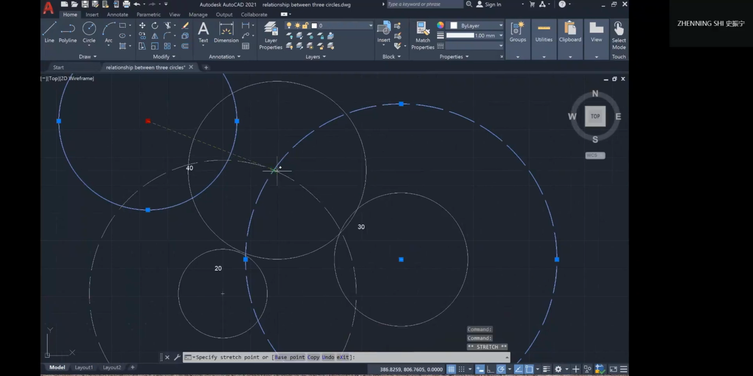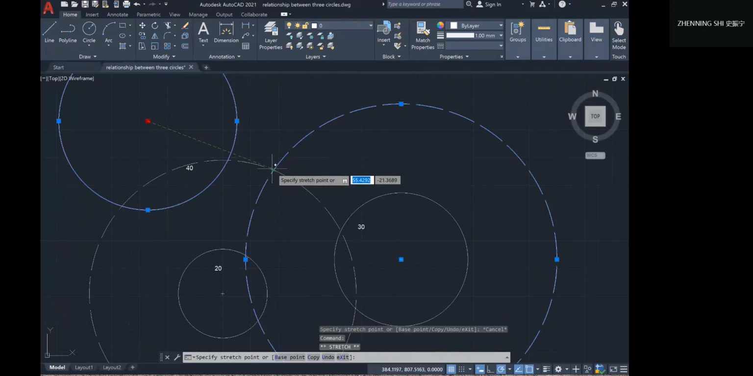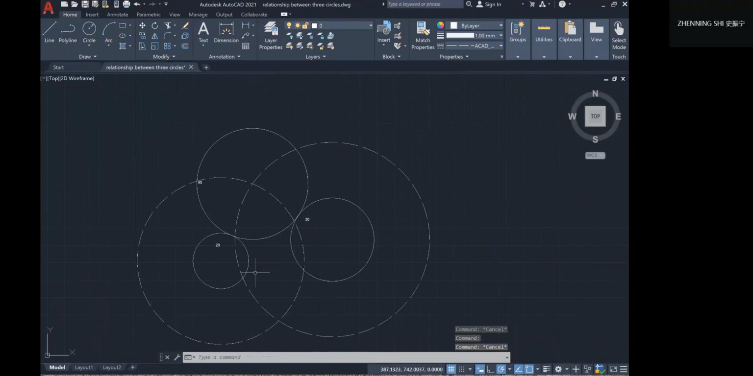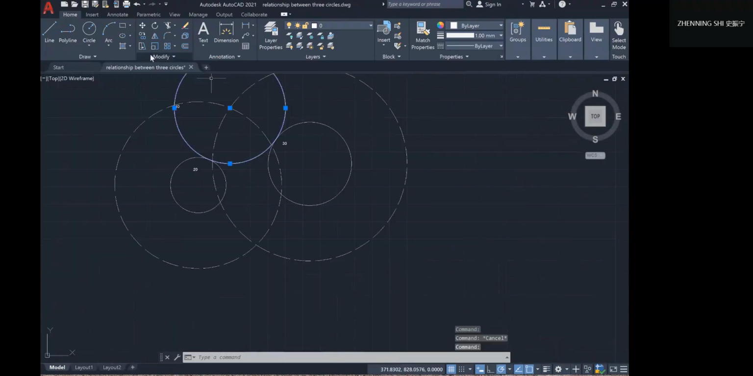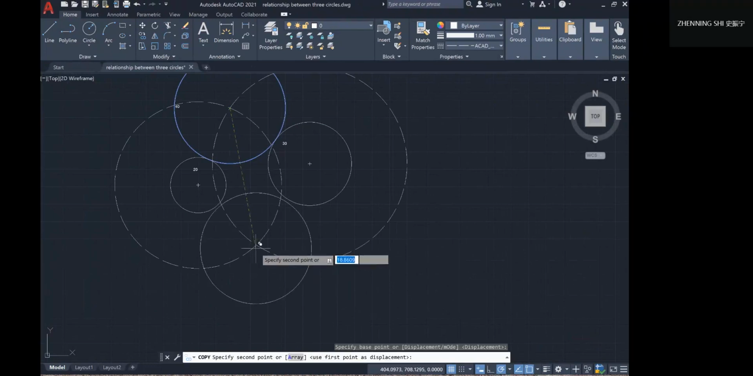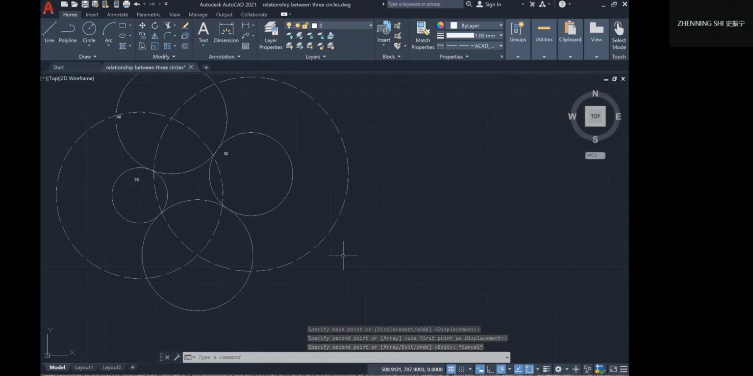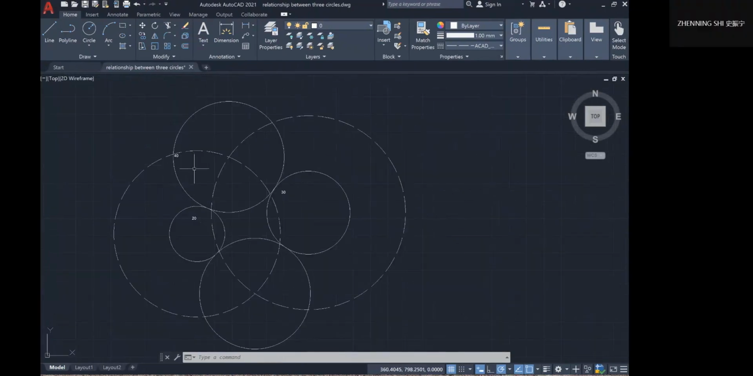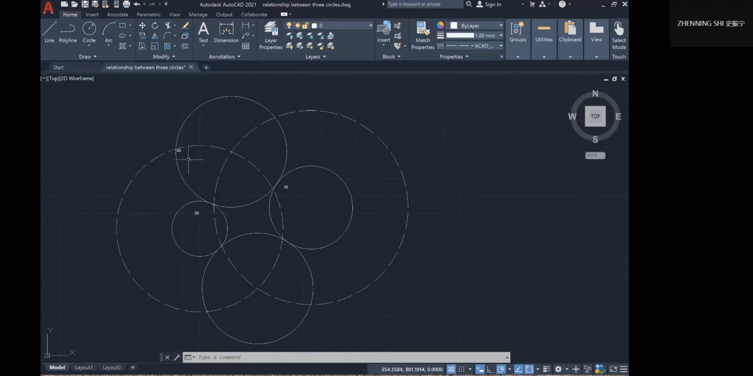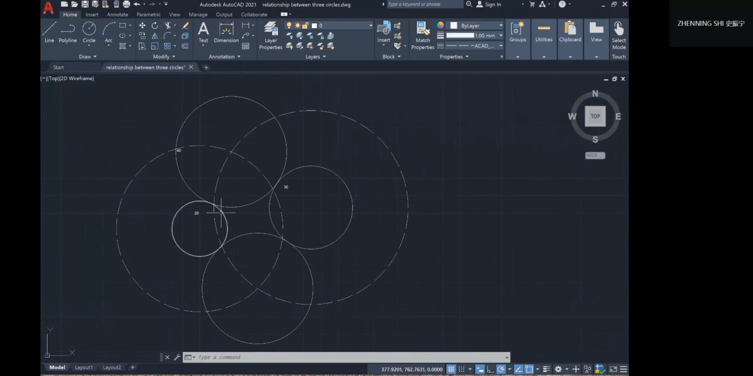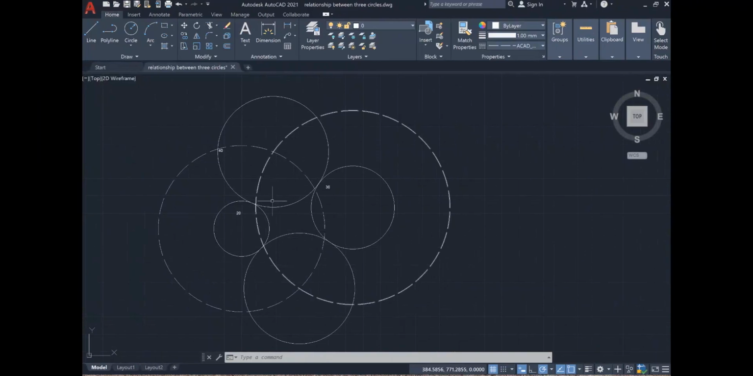And now I put this circle, the center at this point, and now you can see I get it. Also, you can put it here. I think with this example, you can understand how to draw. Can you? Okay.